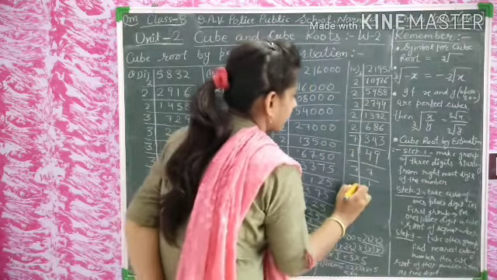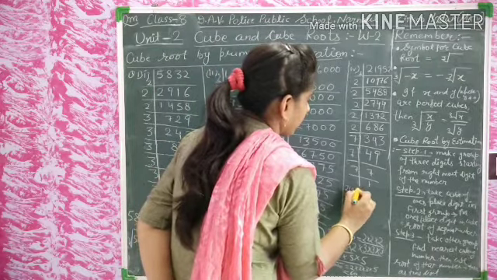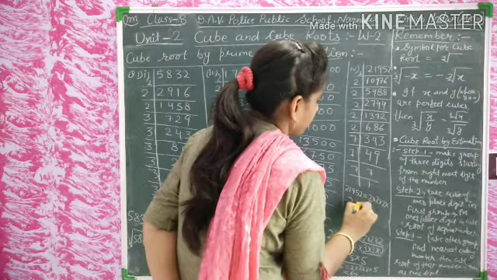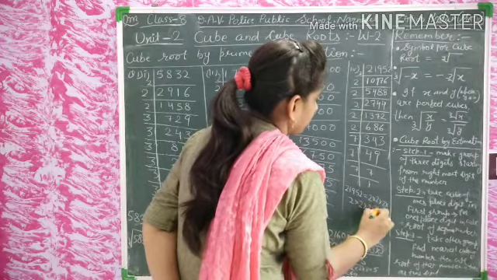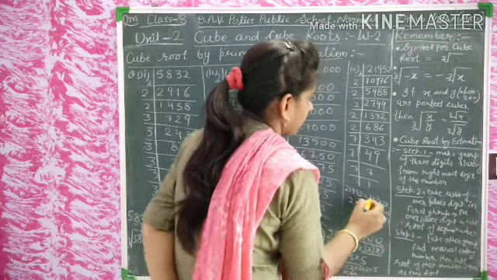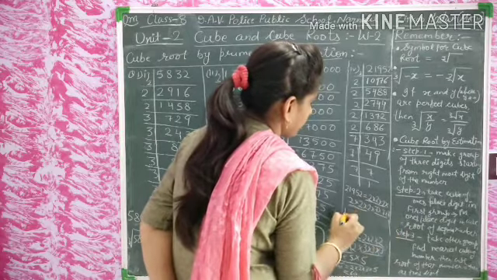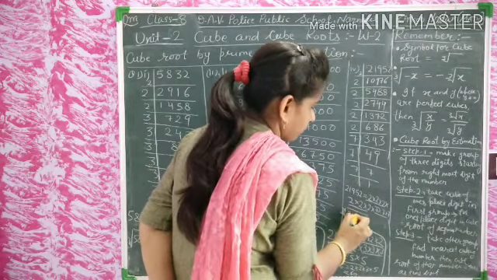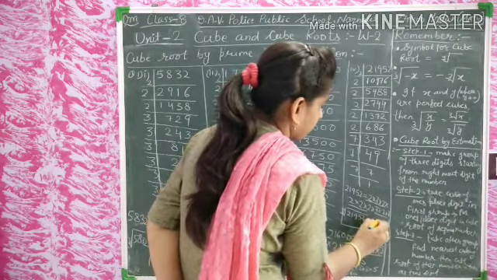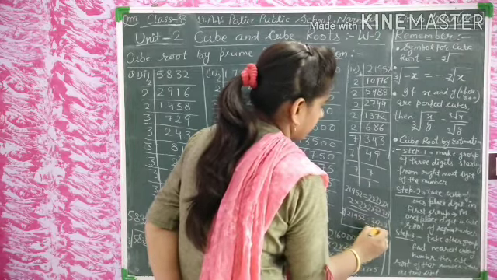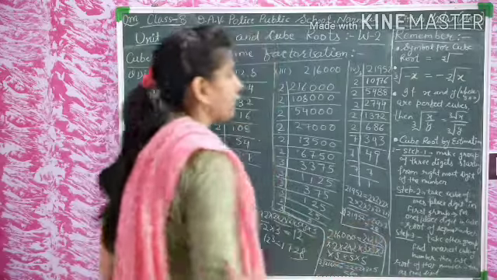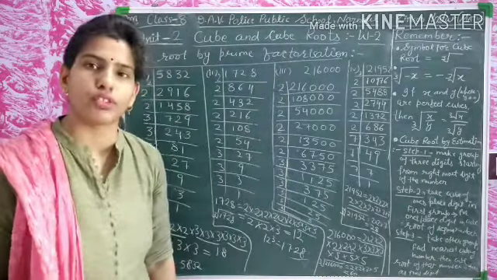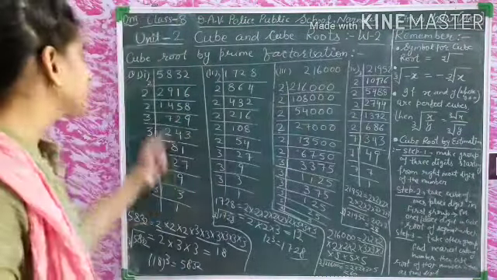So the prime factorization of 21952 equals 2 into 2 into 2 into 2 into 2 into 2 into 7 into 7 into 7. And there are the triplets here. So the cube root of 21952 equals 2 into 2 into 7. That equals 28. So students, we find here that the cube of 28 equals 21,952. These are the questions, and this is question number 1.